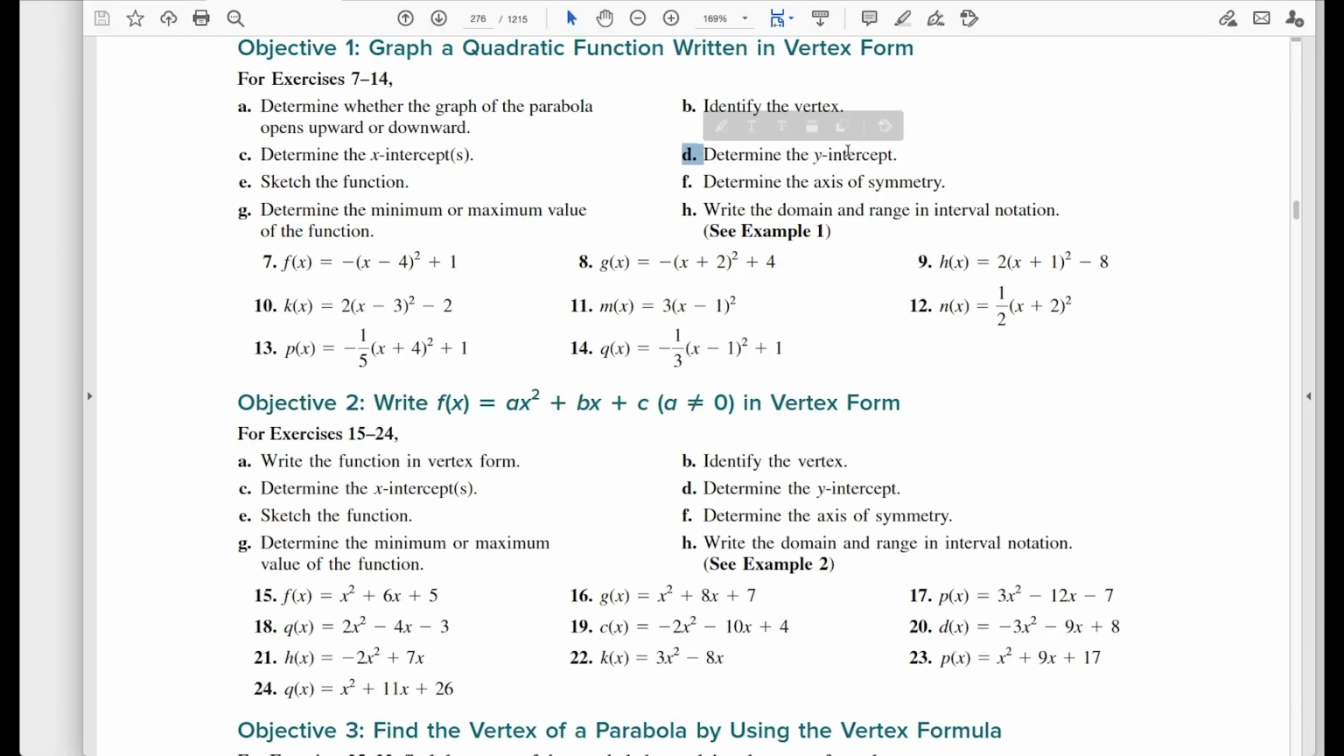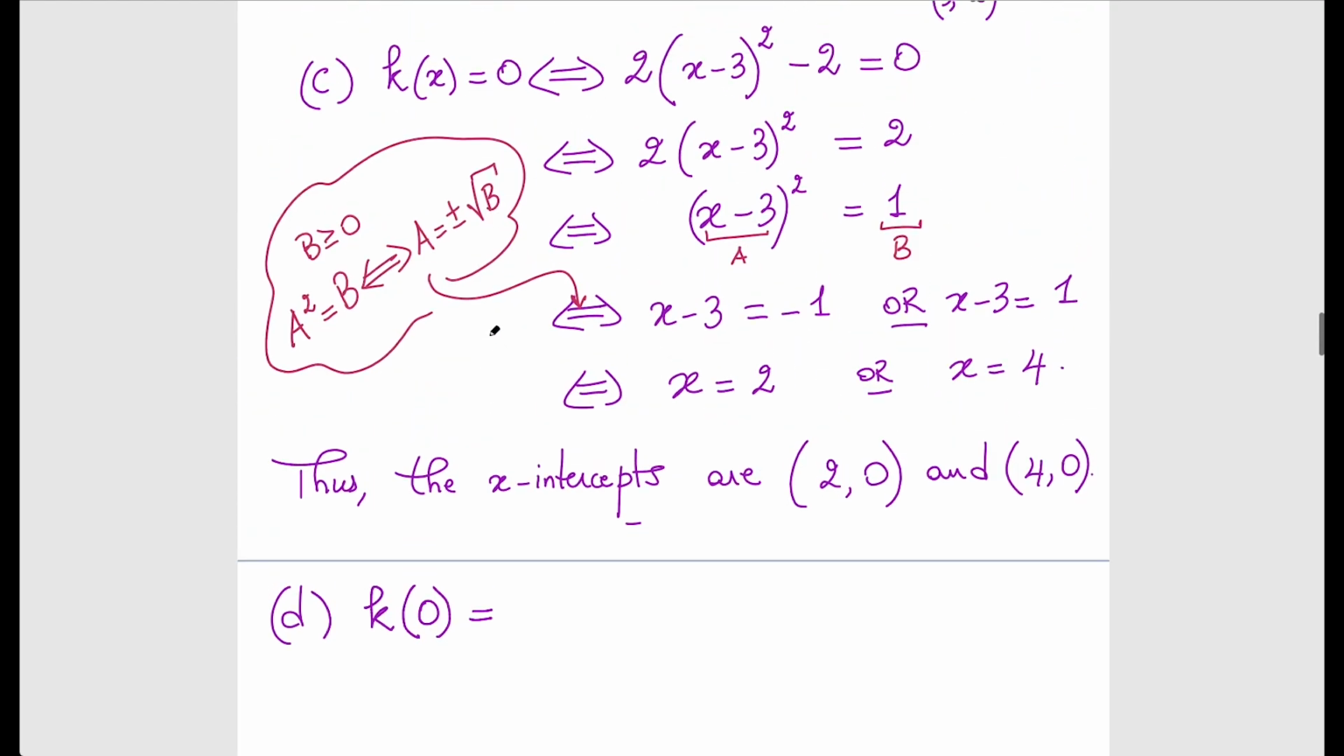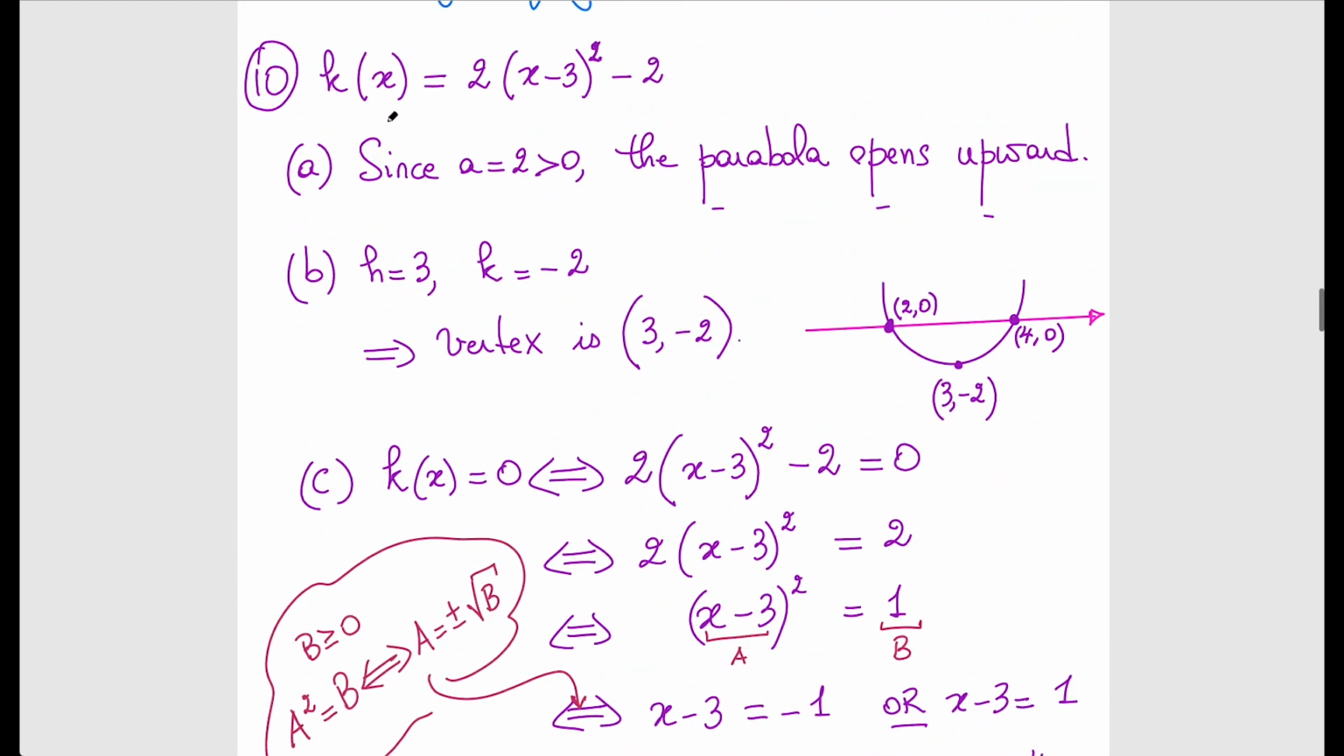So determine the y-intercept. The y-intercept is where the function crosses the y-axis, which means when the x-coordinate is 0, right? So I want to evaluate the function at 0. Okay, so what's k of x again? That's k of x. Well, k of 0 is going to be, instead of x, I'm going to have 0, right? So I'm going to have 0 minus 3, which is minus, you know what, let me just do it below.